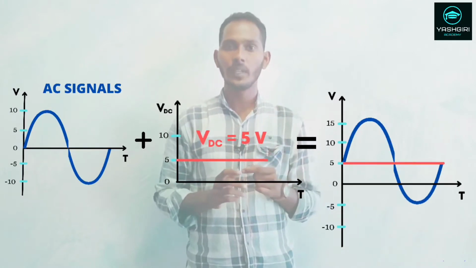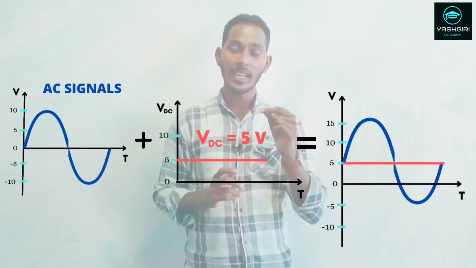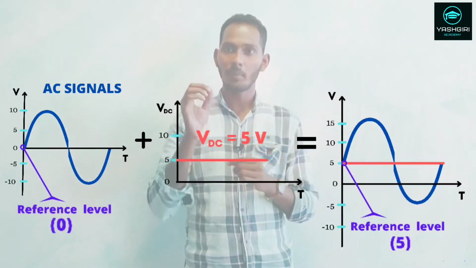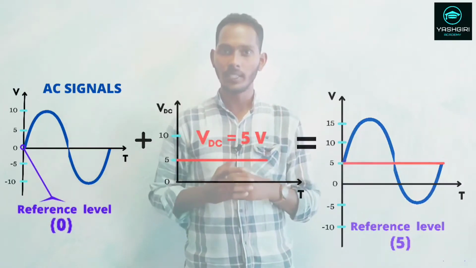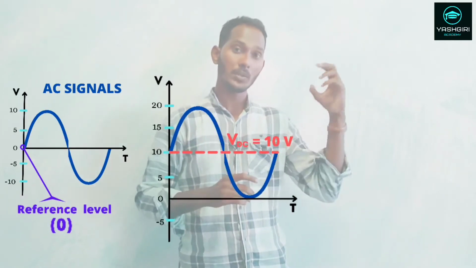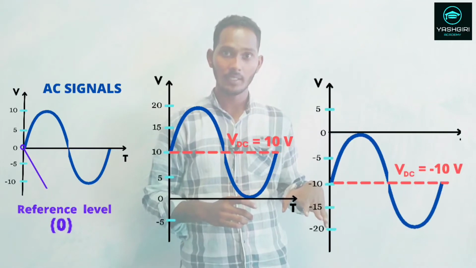What we are trying to do is change the AC reference level of these AC signals. By choosing a suitable DC voltage, we can shift the AC reference level to the positive side or else to the negative side. The circuit that I use for shifting this AC reference level, we call a clamper circuit.